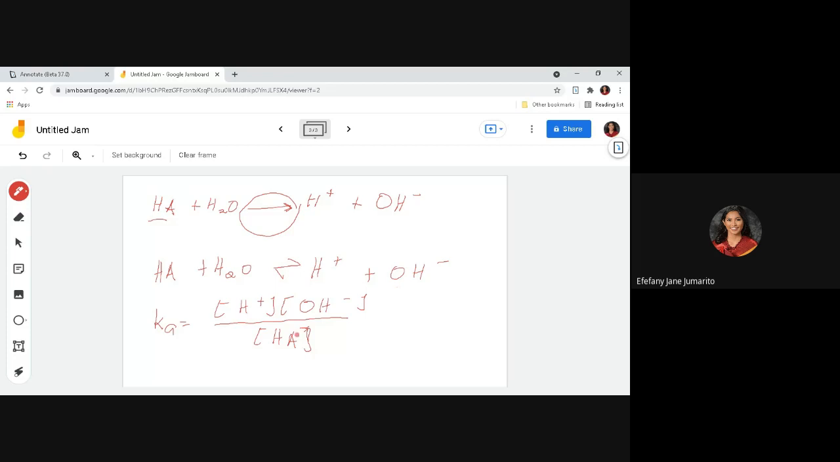Okay. Now, what will happen if we have a large Ka? Remember when we were talking about equilibrium on the previous chapter, if we have a large Kc, what will happen? The products will be larger, ma'am. Okay, so that's for the generic one. Now, the same thing also happens here. Kc is more general, while Ka is more on the acids only.